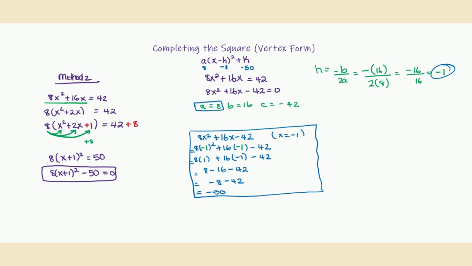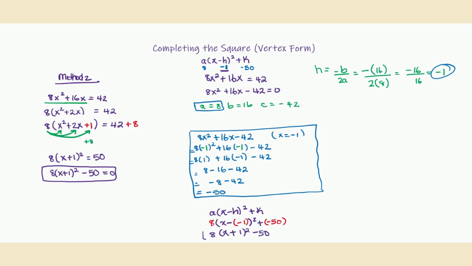So to rewrite this, I will take my vertex form, a times (x minus h) all squared plus k, and I will replace everything. A is 8, so this will be 8 times (x minus h), but h is negative 1, so I need to plug in negative 1, squared, plus k, but k is negative 50, so I'll put in negative 50. And then we just have to clean up our signs. So this is just 8 times (x plus 1) all squared minus 50.